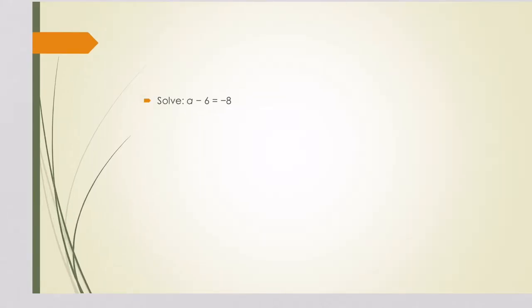Okay, on this problem right here, I've got a minus 6 equals negative 8. What's happening to my variable is I'm subtracting 6. How do you undo subtraction? With addition. So I'm going to add 6 there, but remember what you do to the left side, you have to do the identical thing to the right side.